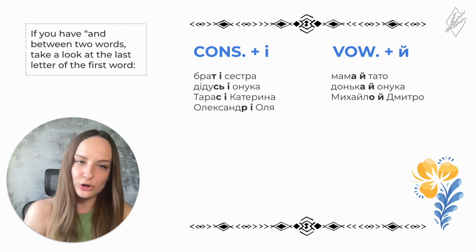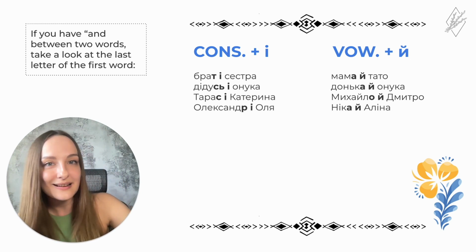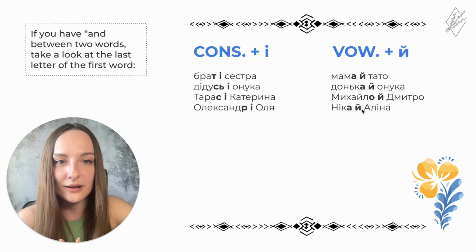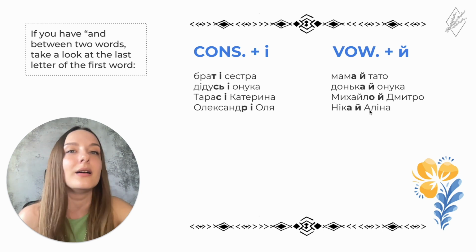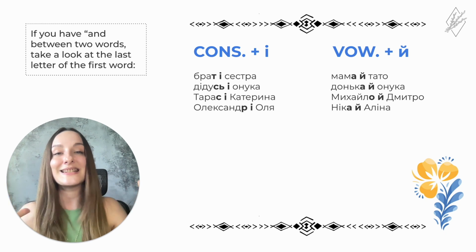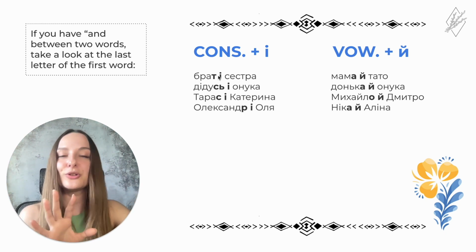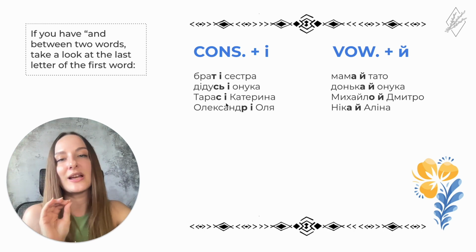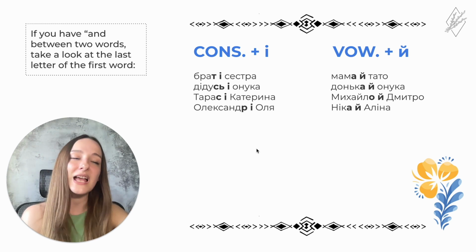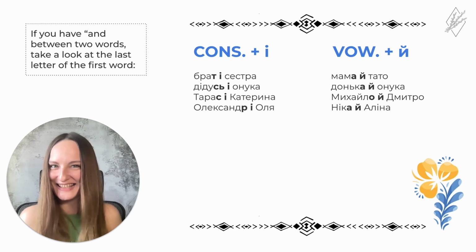Михайло й Дмитро. Ніка й Аліна. So basically there appears letter ya because I combine here y and a, and I receive sound ya. Ніка й Аліна. Right? This is how natives would say. But for you now, first of all, you need to focus on actually which conjunction we write here. But as you know, we always have some exceptions.